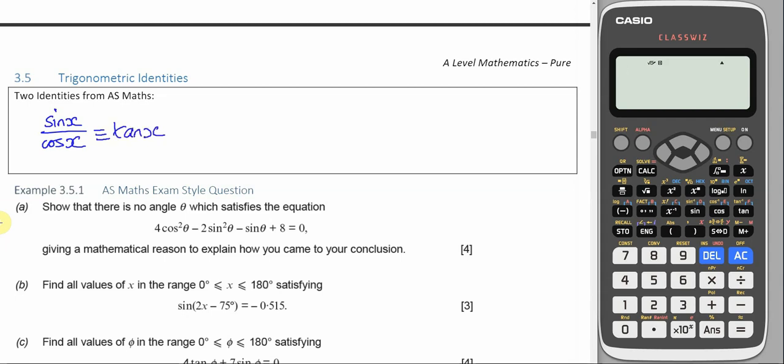Now the angle is the same in all three cases. It's an identity because it's true for all values of x, whether we're in degrees or radians, that is always true.